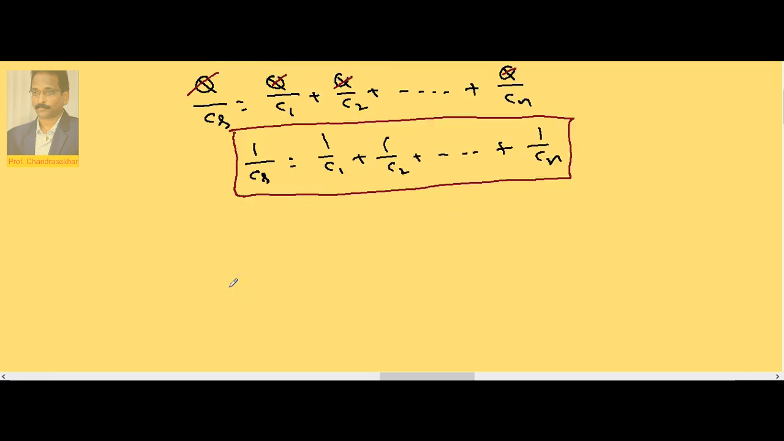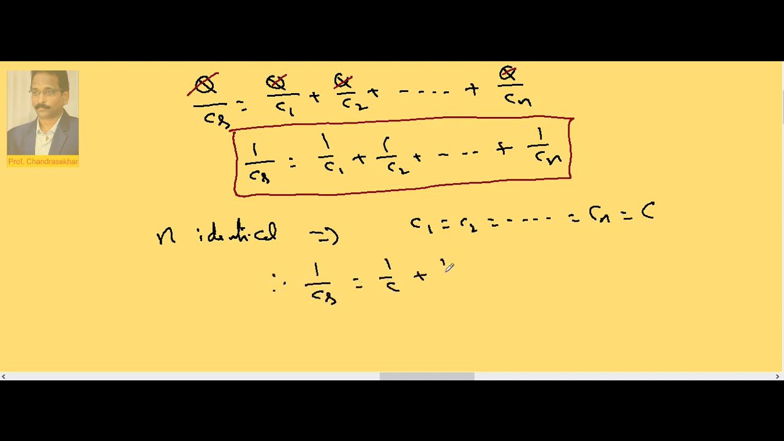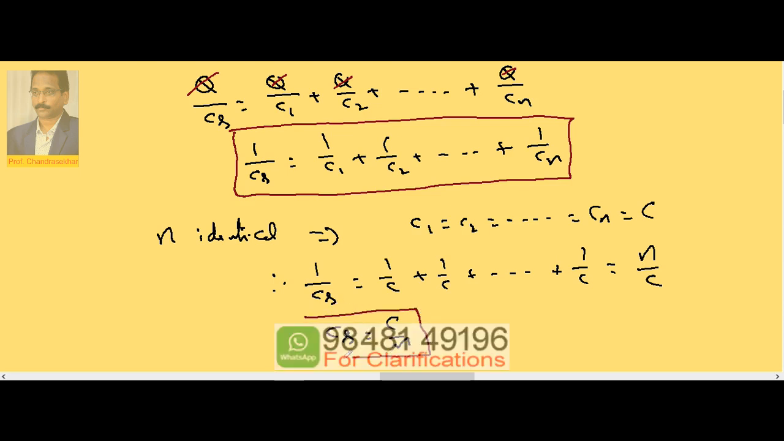Now suppose n identical capacitors are taken, that means C1 is equal to C2 is equal to C3 is equal to so on Cn is equal to, say, C. Therefore 1 by Cs becomes equal to 1 by C plus 1 by C plus so on plus 1 by C, n terms, nothing but n by C, or Cs is equal to C by n. When n identical capacitors are connected in series, the equivalent capacity is given by C by n.